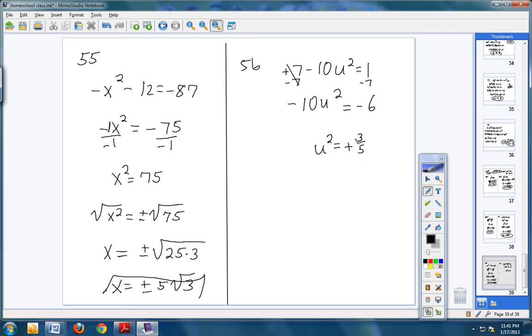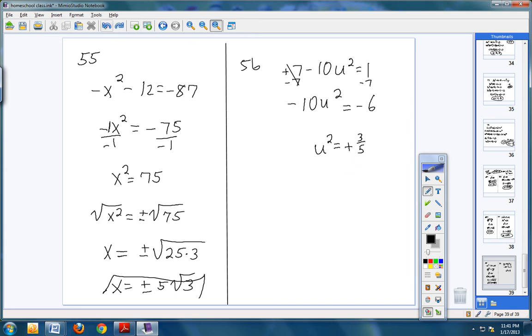Now your calculator will do this for you. Listen to me carefully. If you type in negative 6 divided by negative 10, enter, and then hit math, enter, enter, it will give you 3/5. Let me go over that again. If you type in negative 6, now don't use the minus sign, use the negative sign. Negative 6 divided by negative 10, enter, and then math, enter, enter, you will get this, okay?